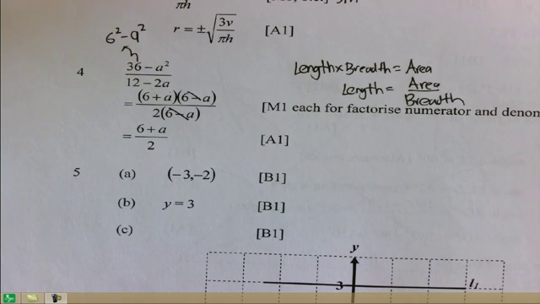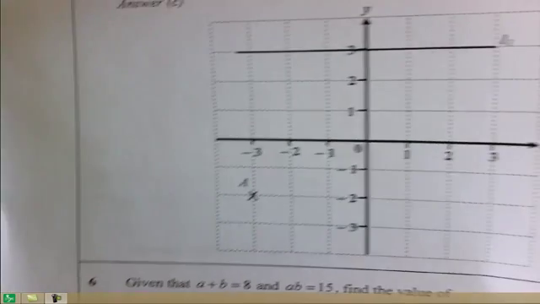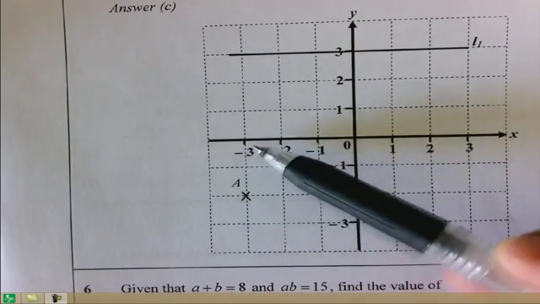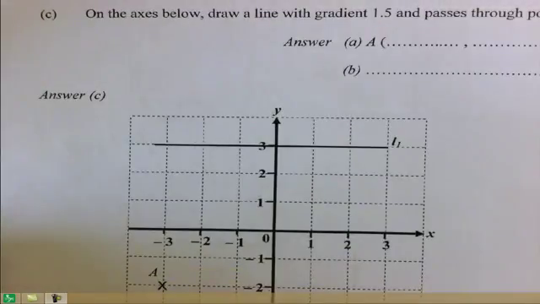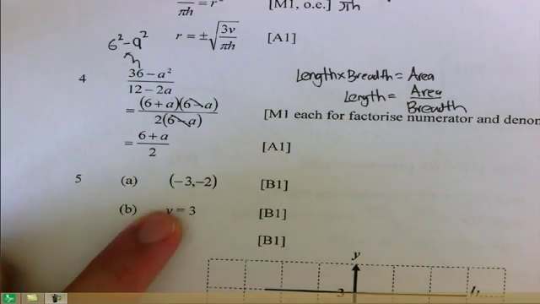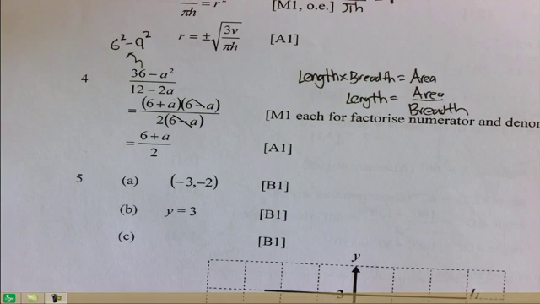Quickly we move on to question 5. They say write down the coordinates of the point A. Coordinates, simply we say it's negative 3, negative 2. So this one is simple enough. It is negative 3, negative 2 over here.